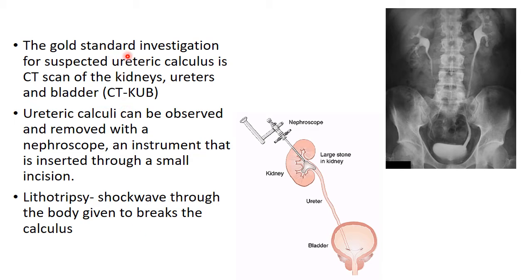As I've said, the gold standard investigation for suspected ureteric calculus is the CT-KUB, kidney, ureter and bladder. And the ureteric calculi can be observed and removed with a nephroscope, which is an instrument that is inserted through a small incision from the back or the side of the body. Another procedure is called lithotripsy, in which sound waves are given from the back to break the calculus into small pieces, which pass through the urine and are flushed out.